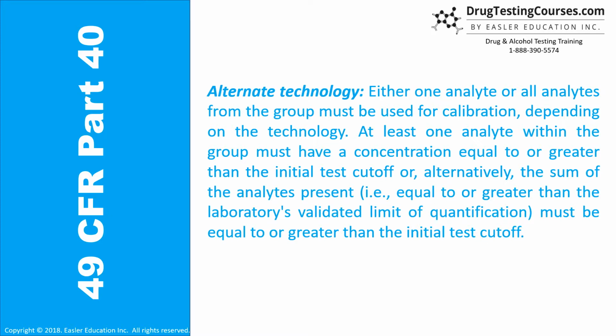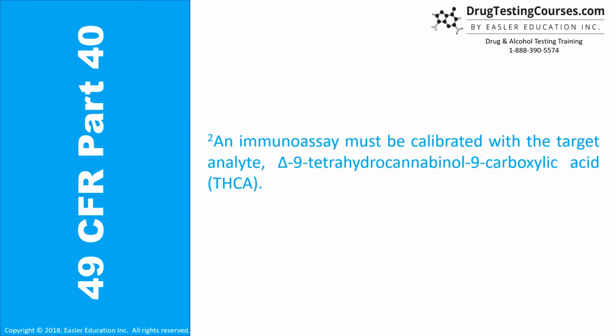At least one analyte within the group must have a concentration equal to or greater than the initial test cutoff, or, alternatively, the sum of the analytes present, i.e., equal to or greater than the laboratory's validated limit of quantification, must be equal to or greater than the initial test cutoff. Footnote 2. An immunoassay must be calibrated with the target analyte, delta-9 tetrahydrocannabinol 9-carboxylic acid, THCA.